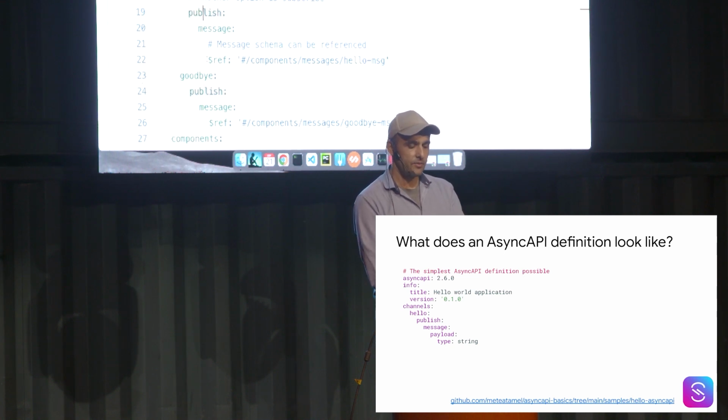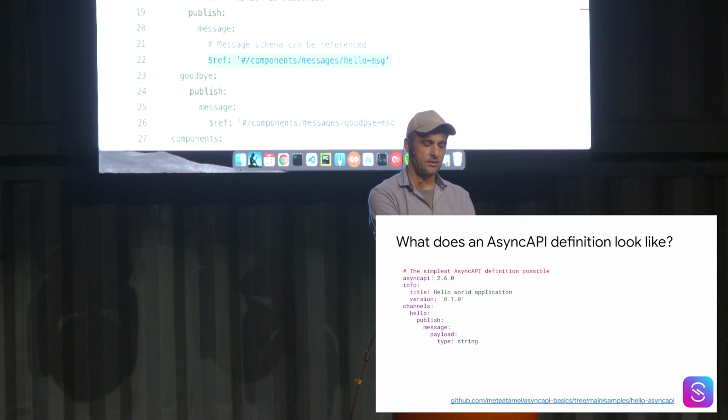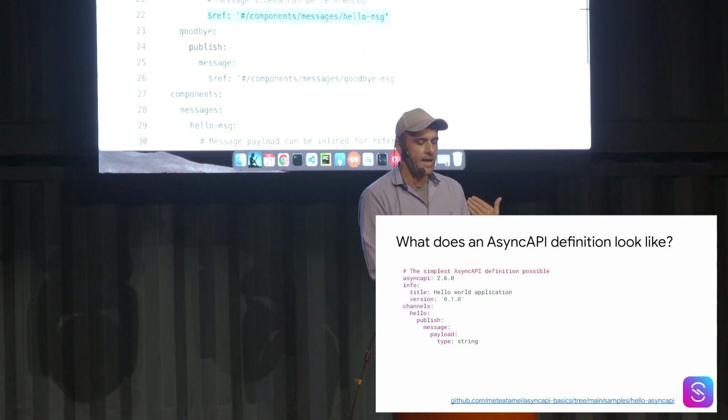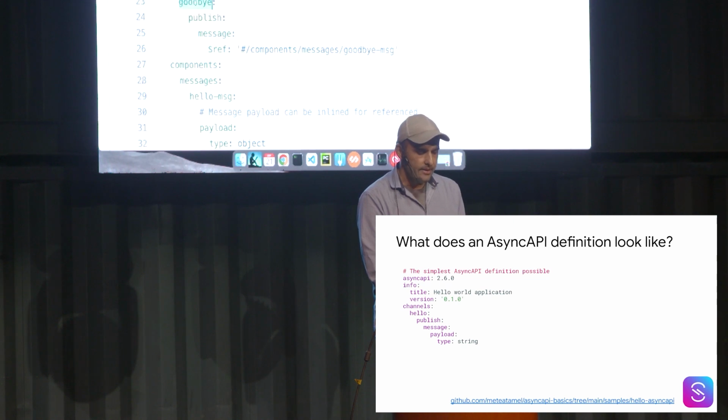And here, we are not saying string right now. We are saying this message has a payload that's under components, messages, and hello message. So we're going to define that later. Then I have another channel, goodbye. And I can publish another message there, but this time this message is a goodbye message, right? So that's a different type of message.